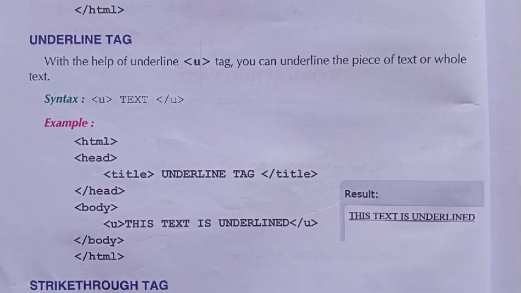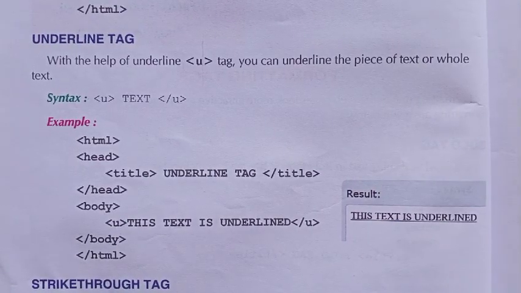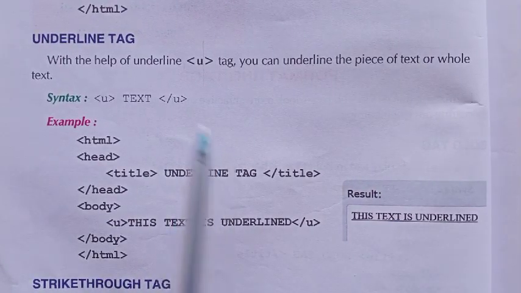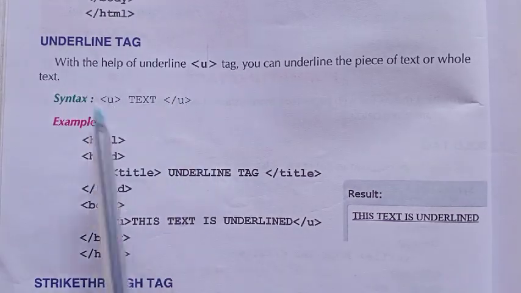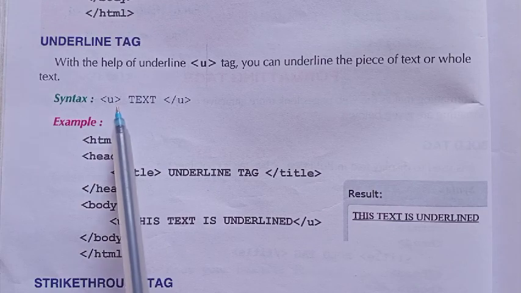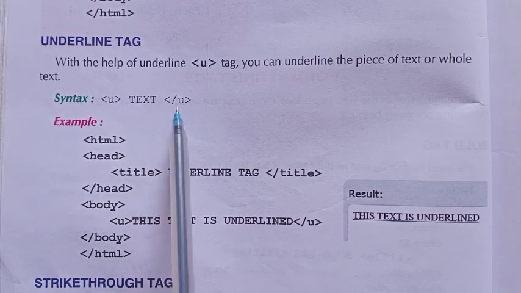Next is underlining. To highlight the text you can also underline that. When you have to underline the text, you are going to make use of the U tag. So how to write? The syntax is you write U, the text, /U.